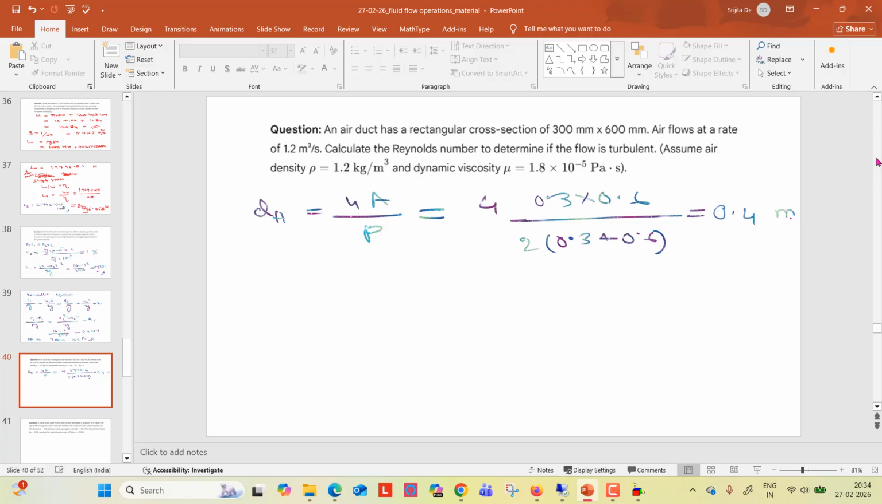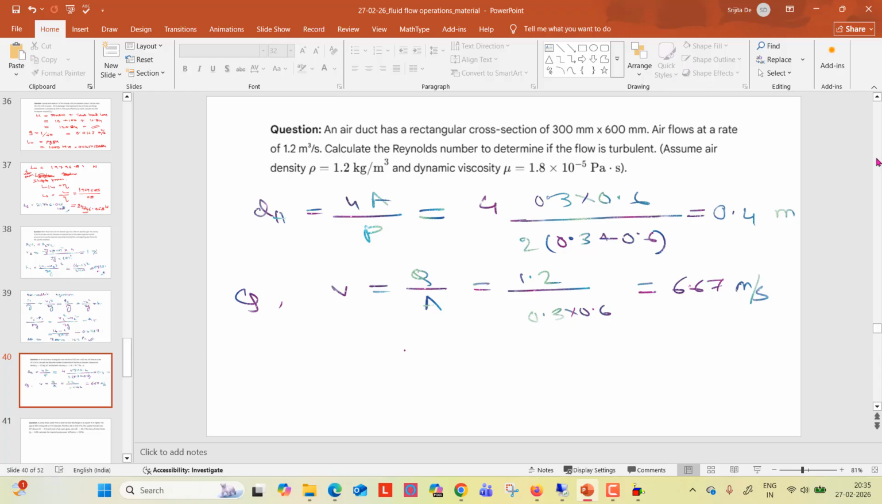Now the flow rate is given, but we want to know the average velocity, right? So V equals Q by A. Q is 1.2 meter cube per second, and area is 0.3 into 0.6, which equals 6.67 meter per second. This is the velocity.